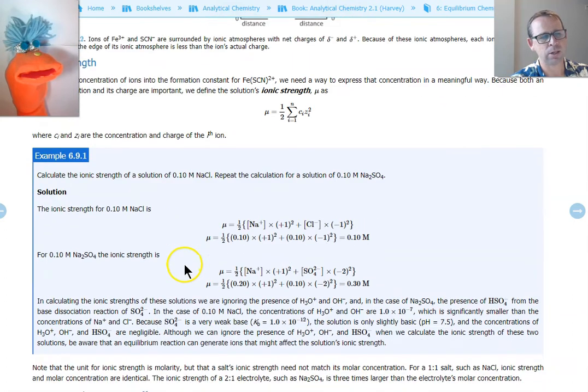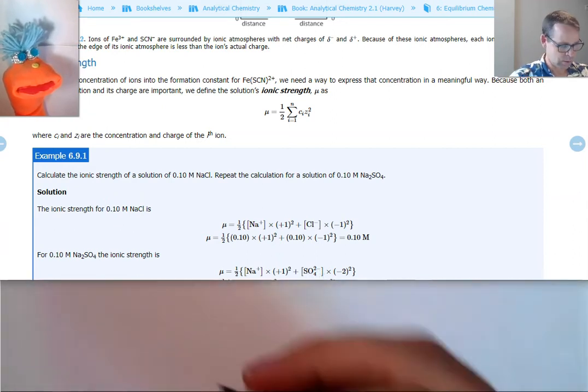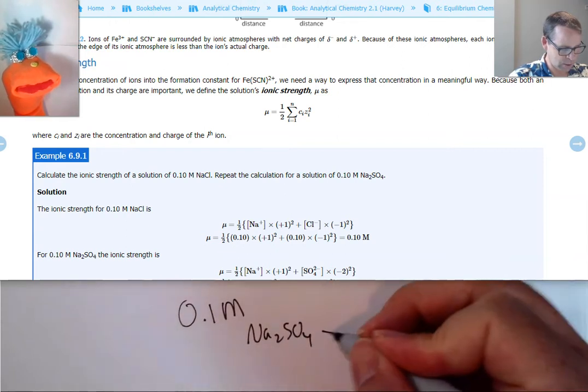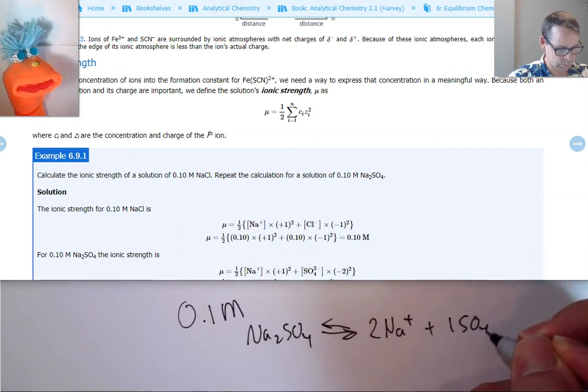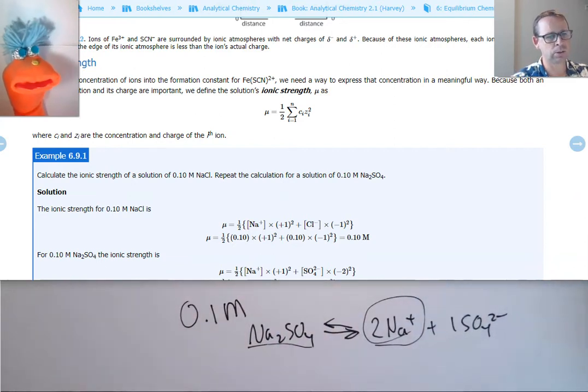Here, when I make a 0.1 molar solution of sodium sulfate, the concentration of sodium is going to be twice as much. You see why? Why do you get 0.2 molar sodium ion? Let's show that really quick. 0.1 molar Na2SO4. Na2SO4 dissociates, and when it does, we get 2 sodium ions and 1 SO4 2- ion, right? So the concentration of sodium ions is twice as much. Oh, yeah, okay, I see that.